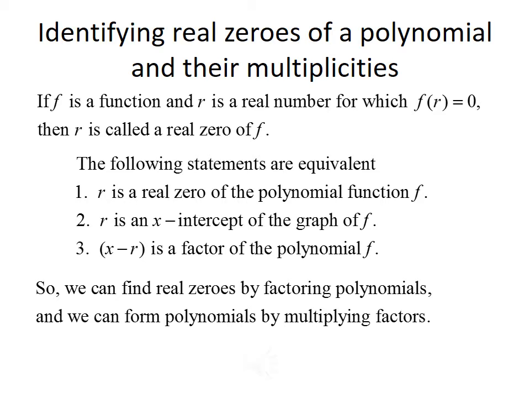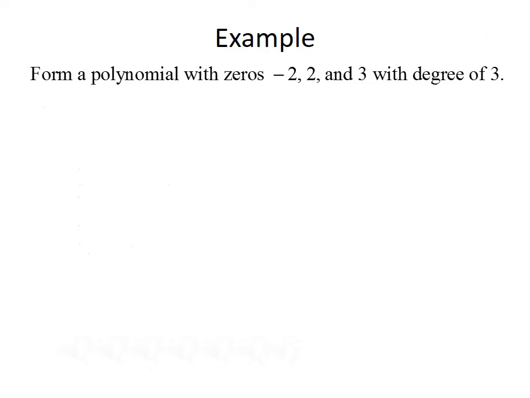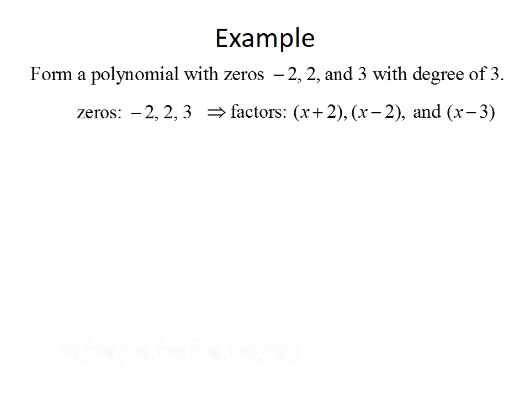So we can find the real zeros of a polynomial by factoring, and we can form a polynomial that has given characteristics by multiplying factors together. So let's look at an example where we're going to form a polynomial with given characteristics. We want to form a polynomial that has zeros -2, 2, and 3, and has a degree of 3. So if our zeros are -2, 2, and 3, then using the equivalent statements on the previous slide, we'll have factors x plus 2, x minus 2, and x minus 3.